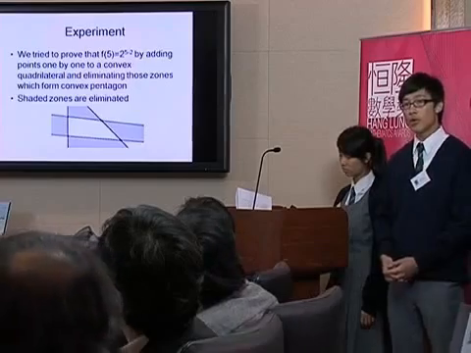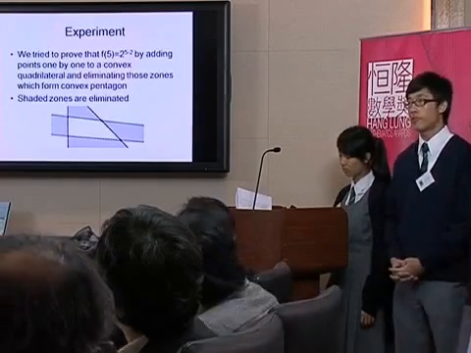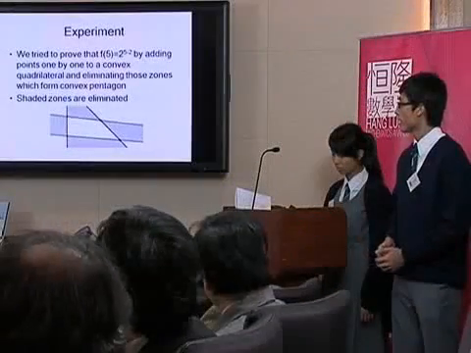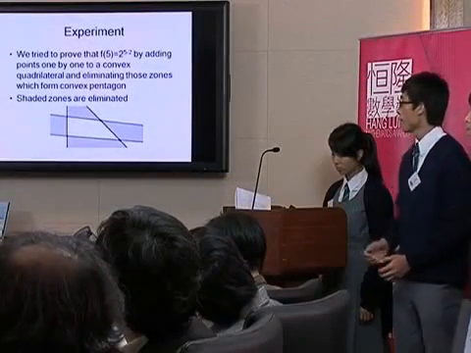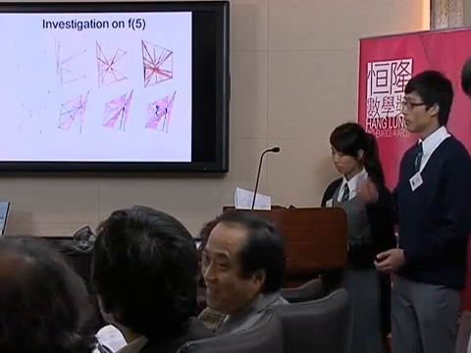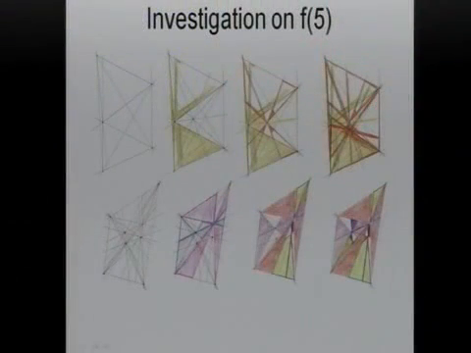Then we try some more experiments in order to find the value of f5. On the screen, you can see a convex quadrilateral below. When we add one point to the shaded area, there will definitely be a convex pentagon, so we always want to eliminate these shaded zones. When we eliminate all the zones on the plane, the value of f5 is found. We start with a convex quadrilateral and add points one by one. We finished hundreds of cases, and we foresee several hundred more to do. So we start with another way, because it is very difficult to finish all of them.